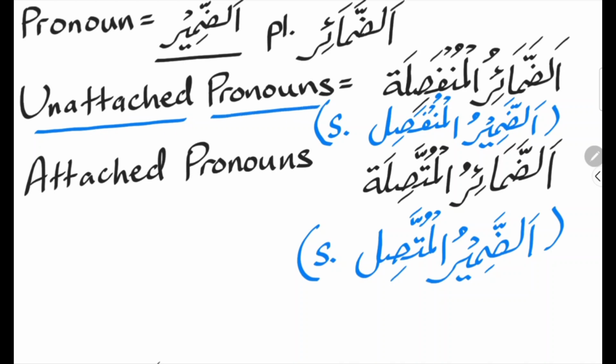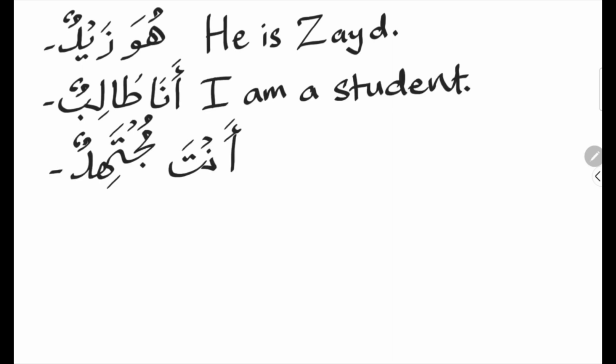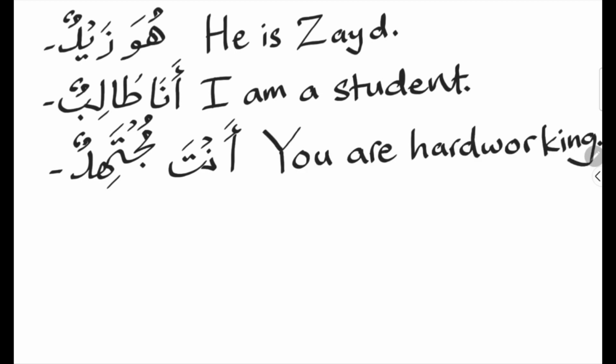Let's give you some examples of unattached pronouns. هو زيد. He is Zaid. أنا طالب. I am a student. أنت مجتهد. You are hardworking. So these are three examples. هو زيد, he is Zaid. أنا طالب, I am a student. And أنت مجتهد, you are hardworking.